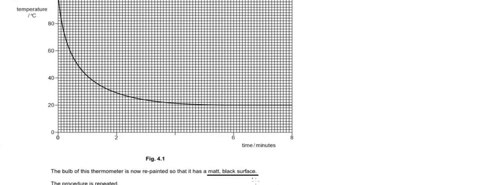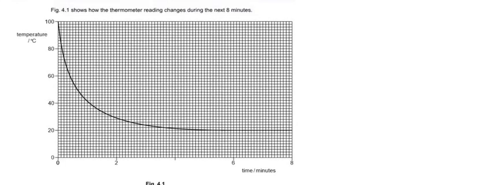If the bulb is painted black, then of course the black color absorbs more heat, and it also emits more heat. So what will happen? This bulb will emit more heat, and then our graph will be different because the temperature would fall rapidly. In that case, the black color is the one which will emit the heat rapidly, and that's why there is a rapid fall of the temperature.